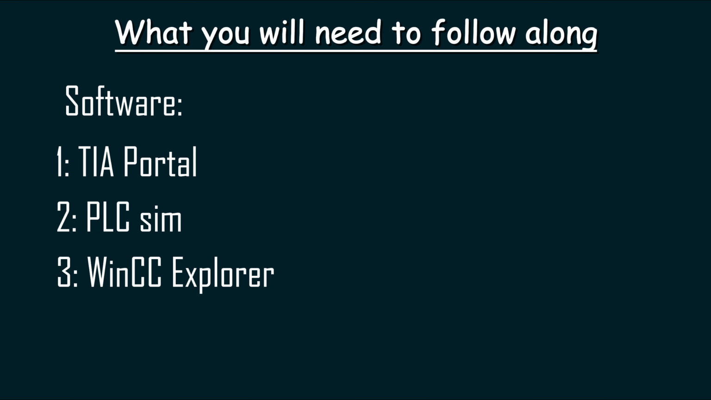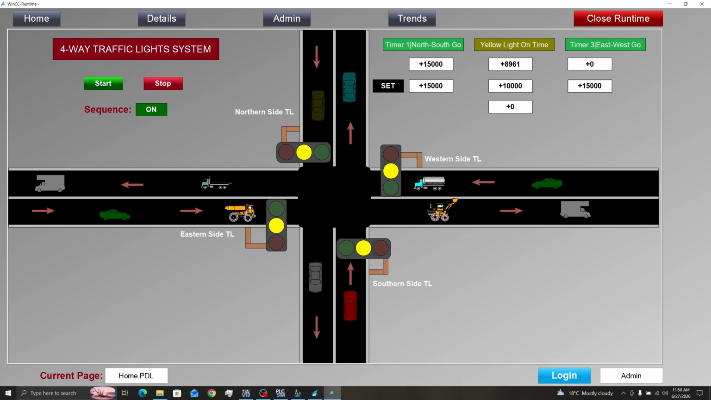Third is WinCC Explorer. This is what we will use to build the SCADA interface. Now, if you do not have WinCC Explorer, do not worry. TIA Portal also includes a built-in WinCC version that works perfectly for this project. All right. Let us take a look at what we expect to build by the end of this series. As you can see on the screen, this is our completed four-way traffic light control system, a simulated intersection with 4 traffic lights, one controlling each direction of traffic.